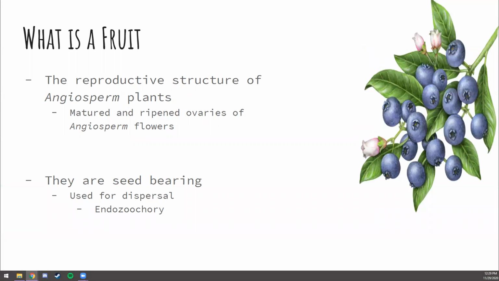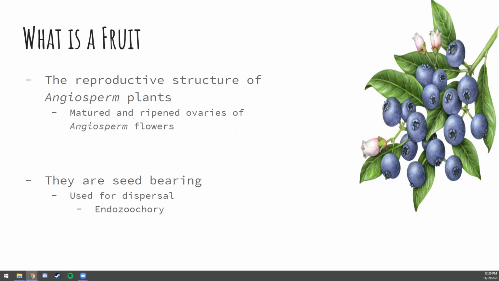So in order to know what a berry is, we first must inform ourselves on what a fruit is. Well, a fruit is essentially the reproductive structure of angiosperm plants and are basically matured and ripened ovaries of angiosperm flowers. In order for angiosperms to reproduce, their flowers must be pollinated. Once the flower has been pollinated, the fertilized ovules will begin to create the seeds, and the ovary begins to grow and develop a fruit.